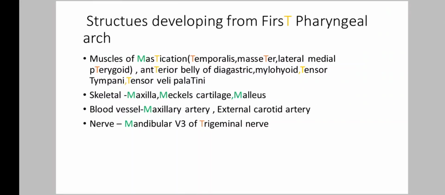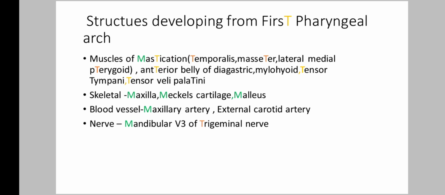Now moving ahead, I have some mnemonics for you as well. So let's begin with the pharyngeal arches. Let's begin with the first one. As you can see, I have highlighted all the letters T and M. So what are the derivatives of the first pharyngeal arch? We'll be including muscles, then skeletons, then blood vessels and nerves.